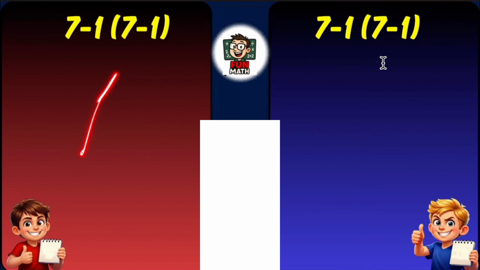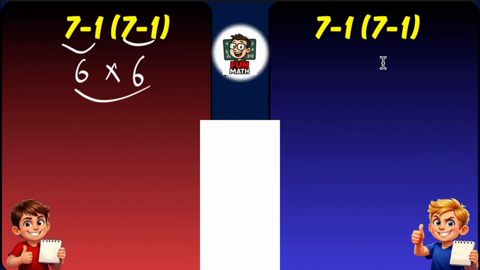Let's start with the first solution. 7 minus 1 equals 6. Multiplication. 6 times 6 equals 36. If you solve the problem this way, you made a mistake.